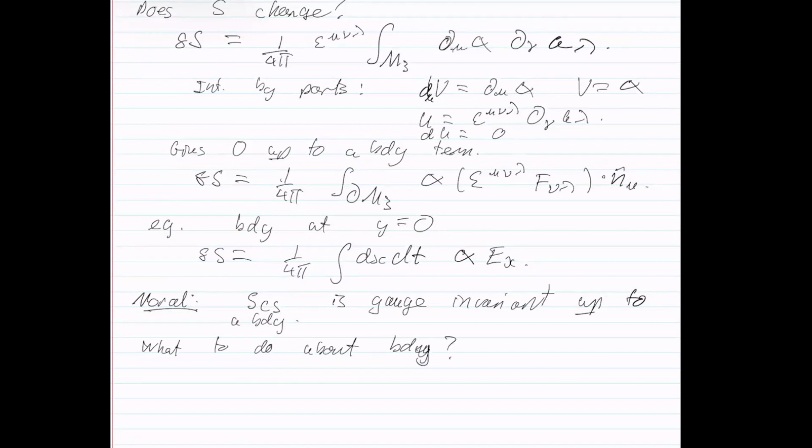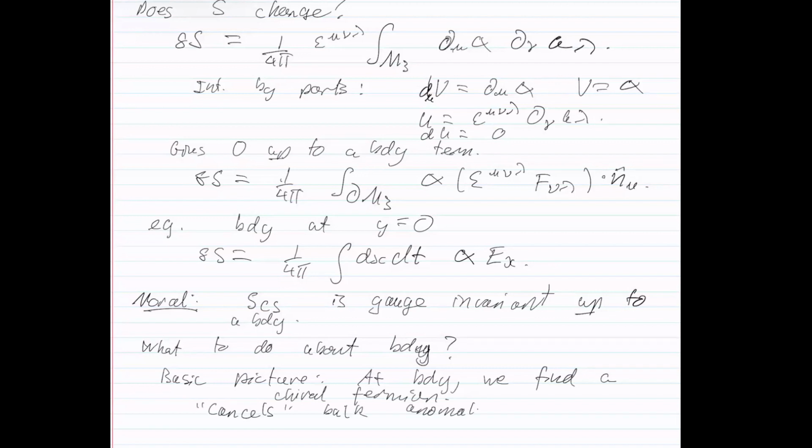Let me just first say that the basic picture is that, at the boundary, we in fact will find a chiral fermion, which is also anomalous. And we say this chiral fermion cancels the bulk anomaly. In other words, when you have this bulk Chern-Simons theory, because it is not gauge invariant at the boundary, there has to be something at the boundary, in the low energy quantum field theory at the boundary, that is going to account for that lack of gauge invariance.